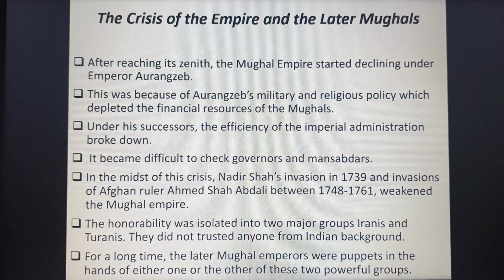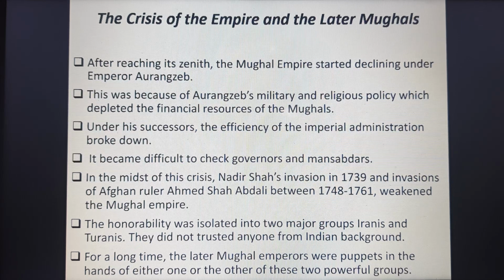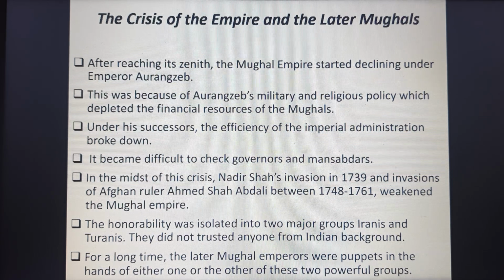Now, the crisis of the empire and later Mughals. After reaching its zenith, the Mughal Empire started declining under Emperor Aurangzeb. Aurangzeb was not a kind man, and whoever ruled before him had something good in them, but during the time of Aurangzeb, the rules which were changed by Akbar, like the Jizya tax and other things, were again imposed by Aurangzeb to gain more and more, and due to that the public was more harassed.